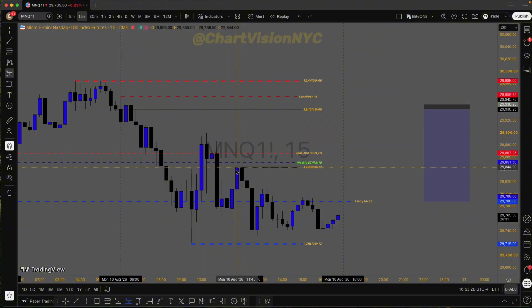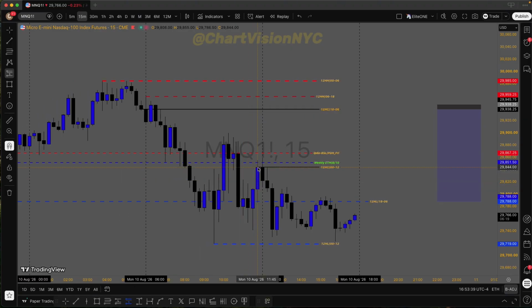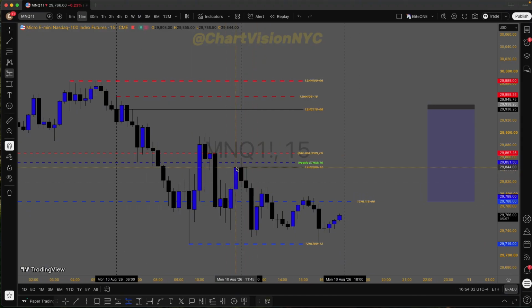And so what happens is at 11:59 we close at 29,844. So that's the settlement for the 12-hour candle, 12 a.m. to 12 p.m., right? It's kind of like a ghost candle. But it's also the settlement for the previous 6-hour candle, 6 a.m. to 12 p.m., and the settlement for the previous 3-hour candle, 9 a.m. until 12 p.m. So that particular price is extremely important. It's the settlement price for several higher time frame candles, right?